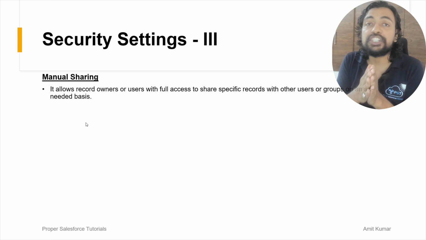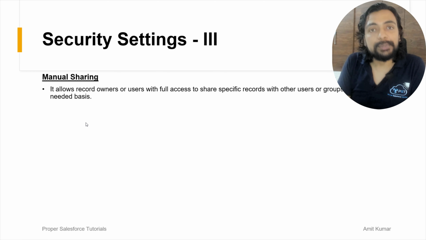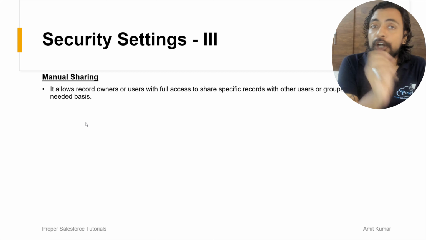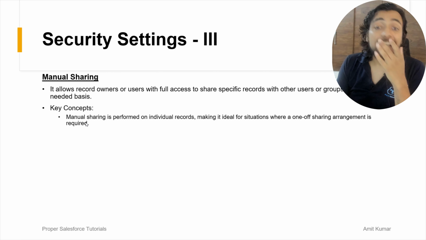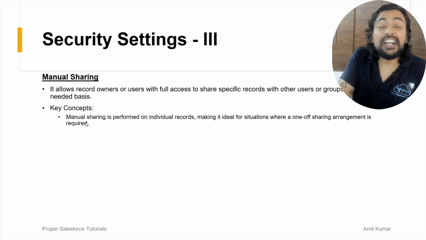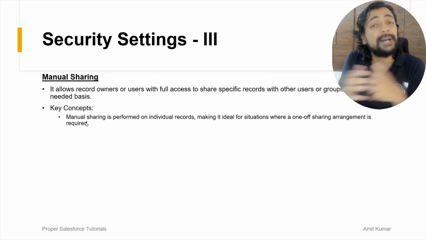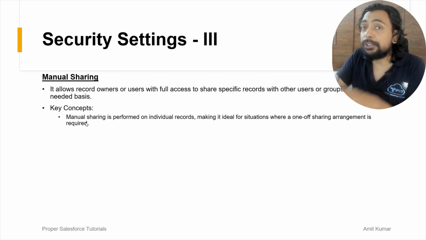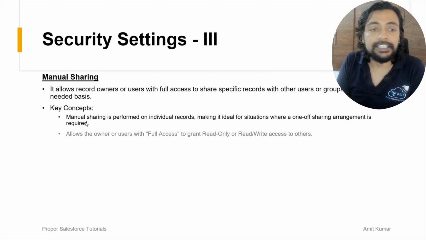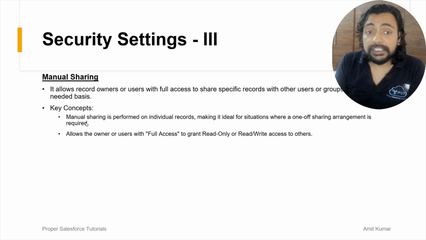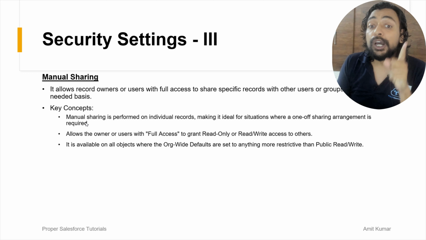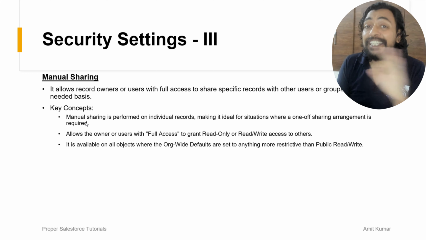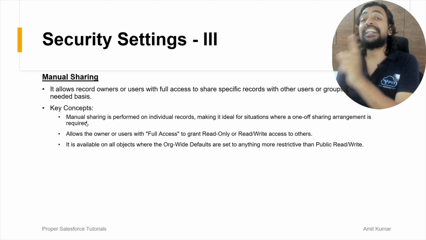So whether you want to share a specific record, in those situations you can use the manual sharing option. Manual sharing is performed on individual records, making it ideal for situations where a one-off sharing arrangement is required. So when you want to share individual records, manual sharing is the key. It allows the owner or users with full access to grant read only or read write access to others.